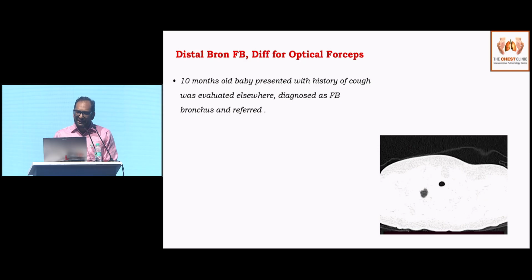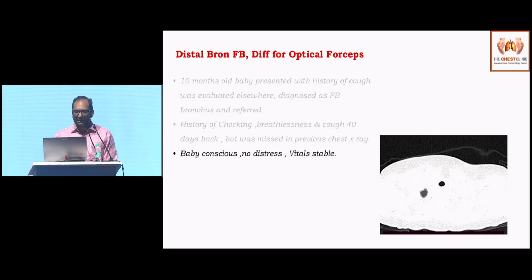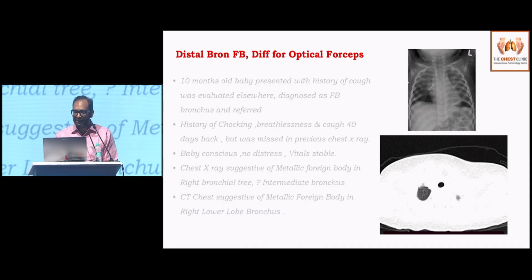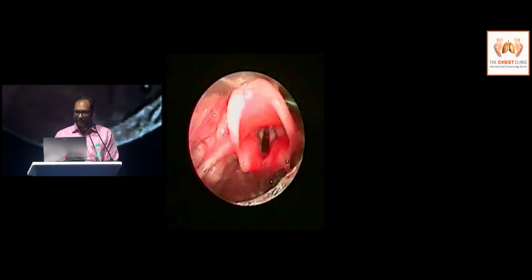So this is a challenging case. A 10-month-old baby presented with a foreign body of an LED bulb. On the right side, I thought initially it was in the right main bronchus, but it is far deeper inside. It is in the right lower lobe bronchus. The CT shows the same thing.